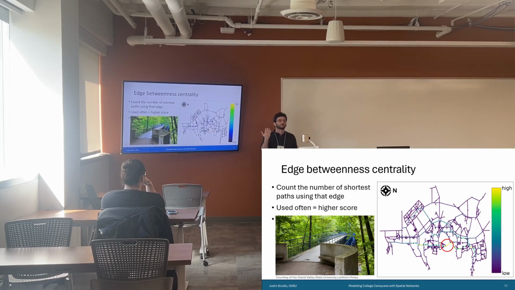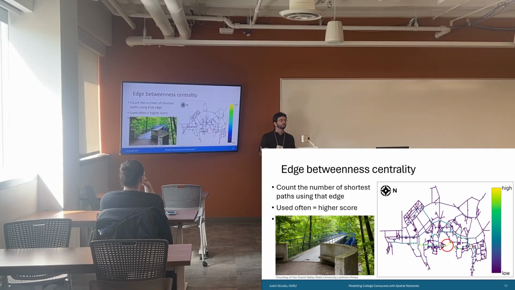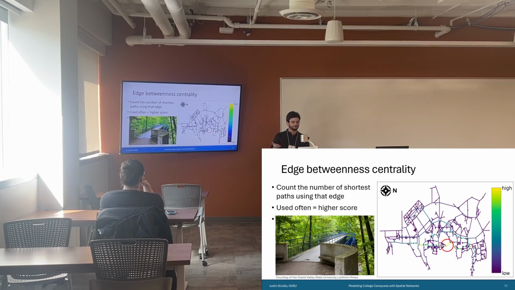Or if an advertiser wanted to advertise for a club or something, they should go to one of these yellow edges, because that's where more people are going to be taking shorter paths, right?